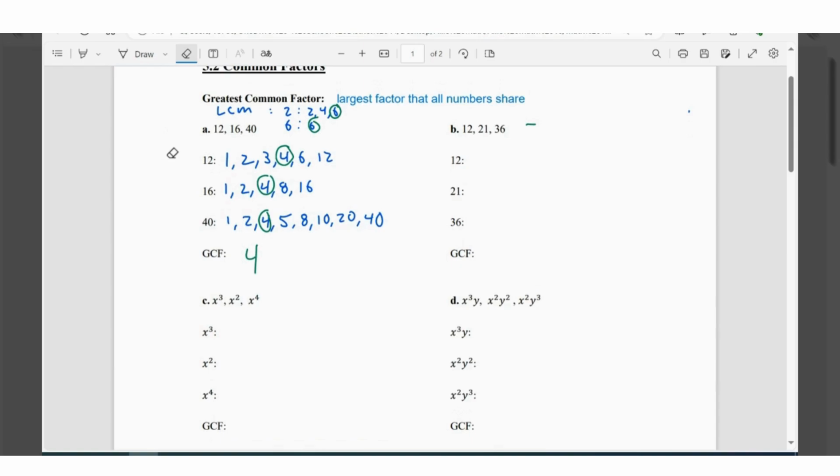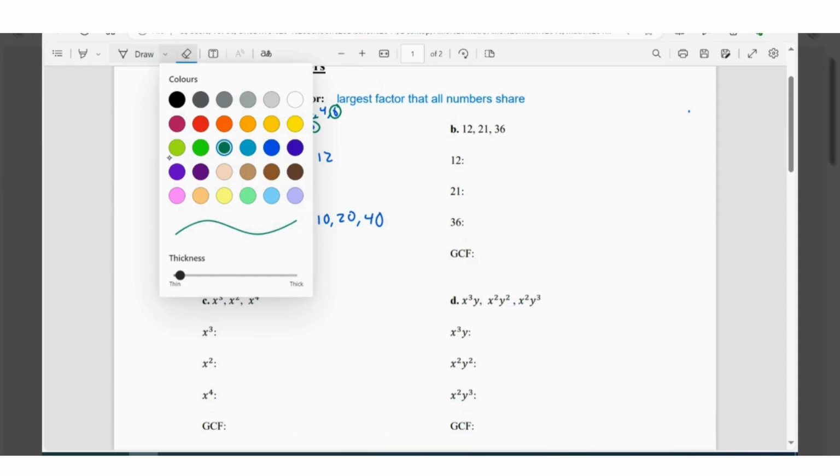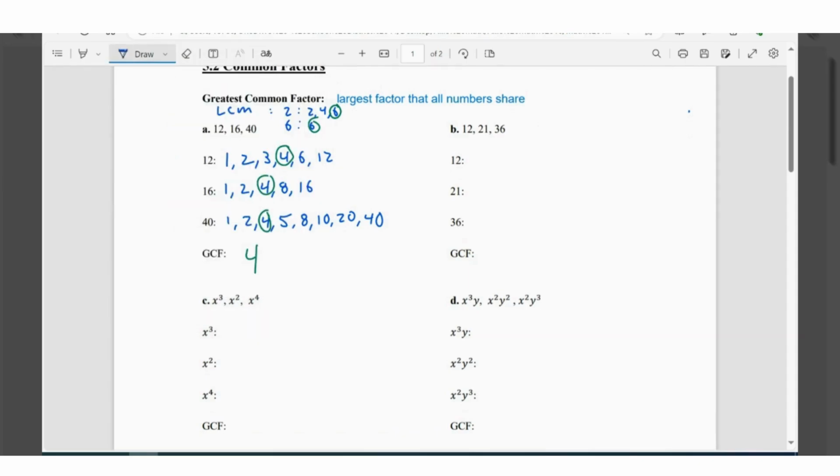Let's do 12, 21, and 36. So we already did 12. That was 1. 2 goes in there. 3, 4, 6, and 12. For 21, 1 goes in there. 3 goes in there. 7, and 21.